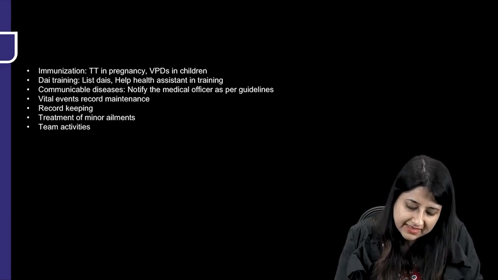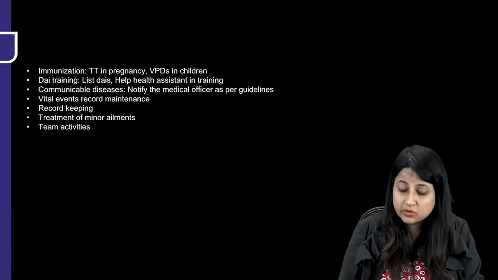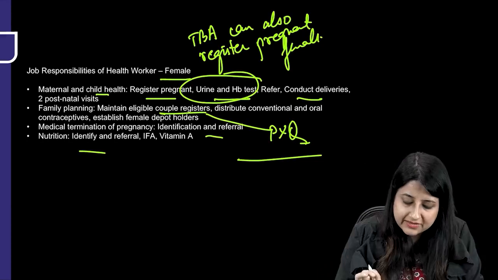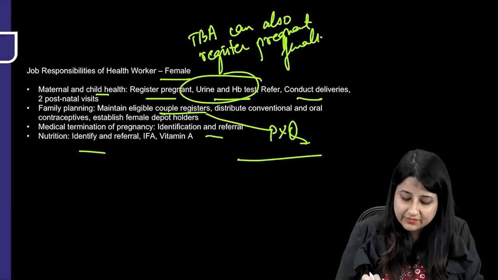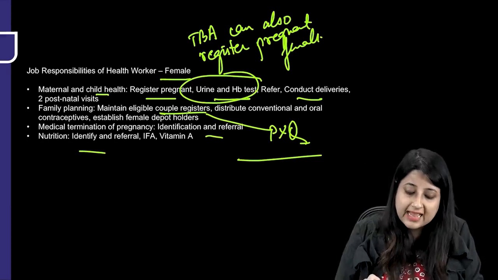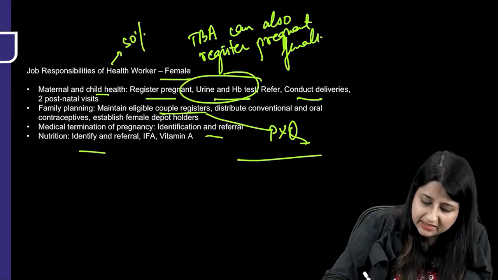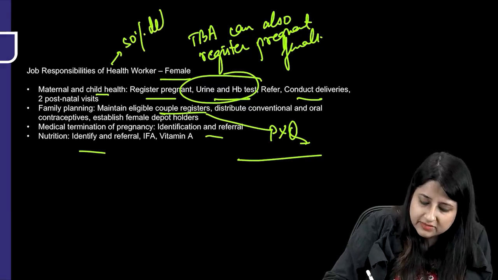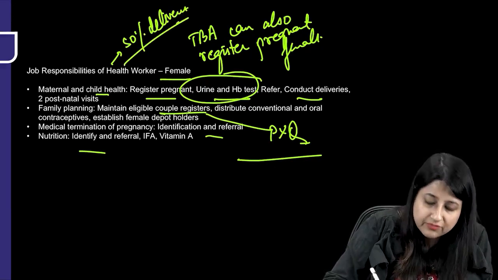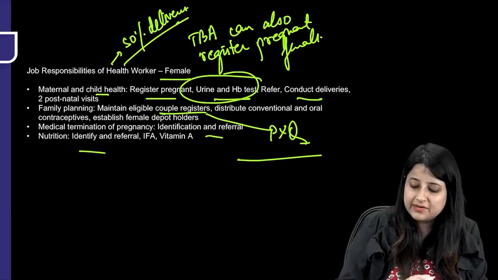Vital event record maintenance, record keeping, that is important. But most important is register pregnant female, conduct delivery, maintain eligible couple register, and at any one point of time, health worker female should be able to conduct 50% of deliveries. Not conduct, I mean 50% of pregnant females should be registered.